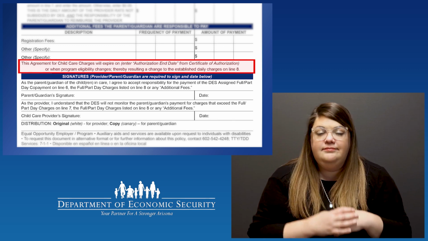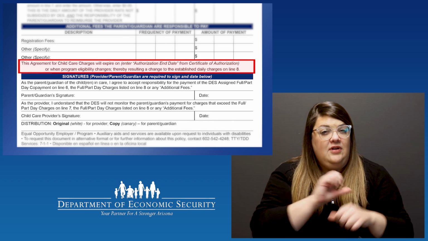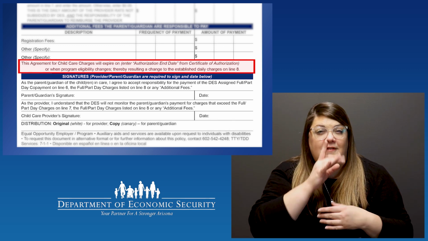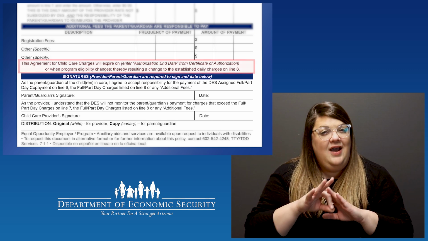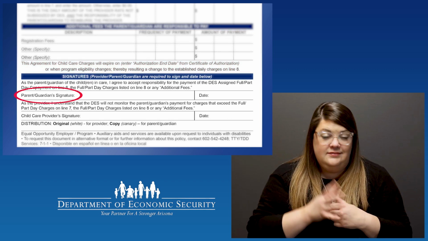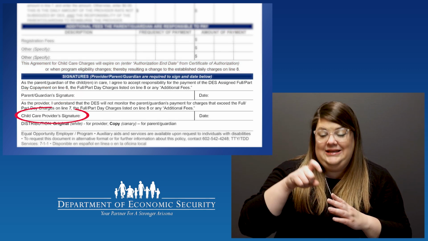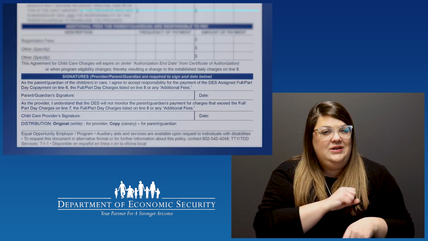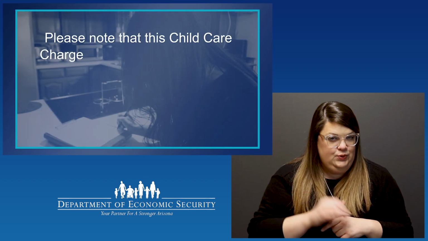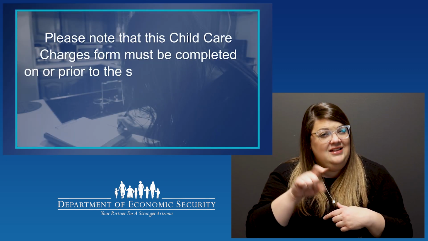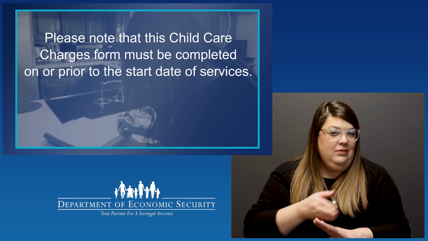Finally, use the Certificate of Authorization or completed Verbal Notice of Eligibility to find the end date of services. The parent or guardian will need to sign here, and so will a staff member from your facility. Please note that this Child Care Charges form must be completed on or prior to the start date of services.